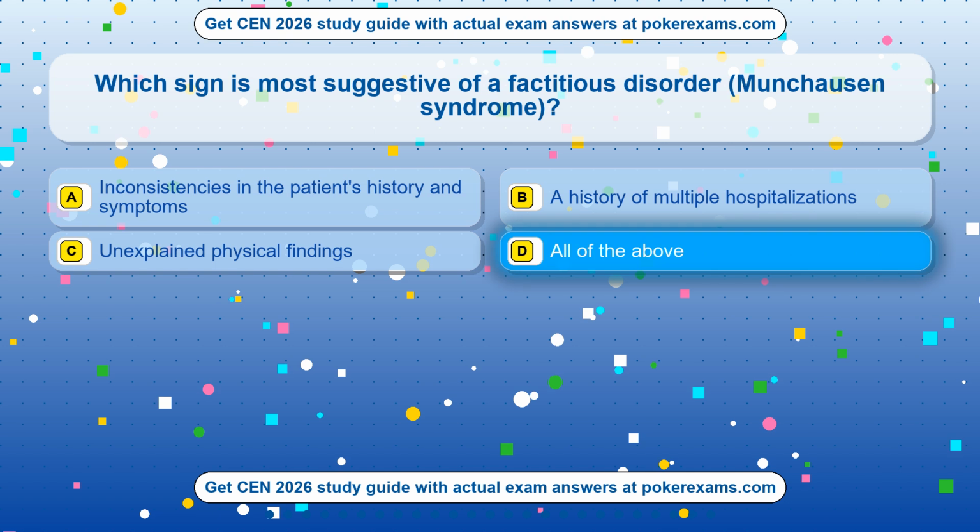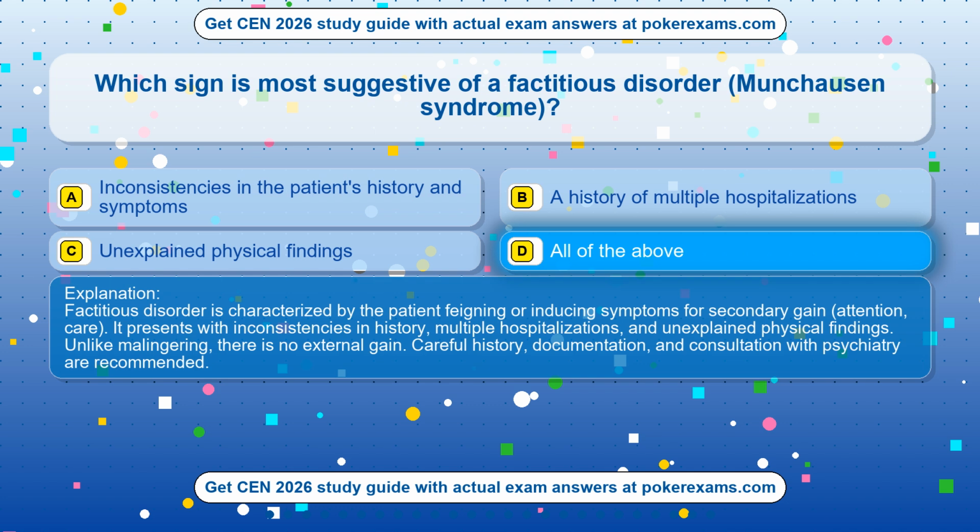All of the above. Factitious disorder is characterized by the patient feigning or inducing symptoms for secondary gain, attention, care. It presents with inconsistencies in history, multiple hospitalizations, and unexplained physical findings. Unlike malingering, there is no external gain. Careful history, documentation, and consultation with psychiatry are recommended.